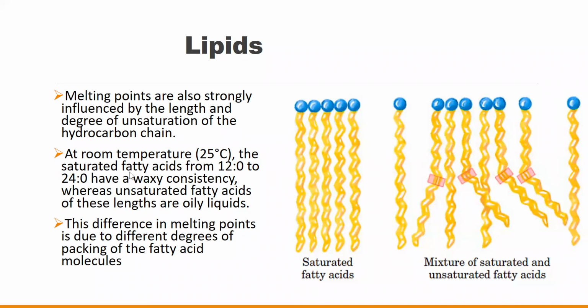Melting points are strongly influenced by the length and degree of saturation you have here. For example, at room temperature, 25 degrees Celsius, the saturated fatty acids from 12 to 24 carbons have a waxy consistency, whereas unsaturated fatty acids of this length are oily.